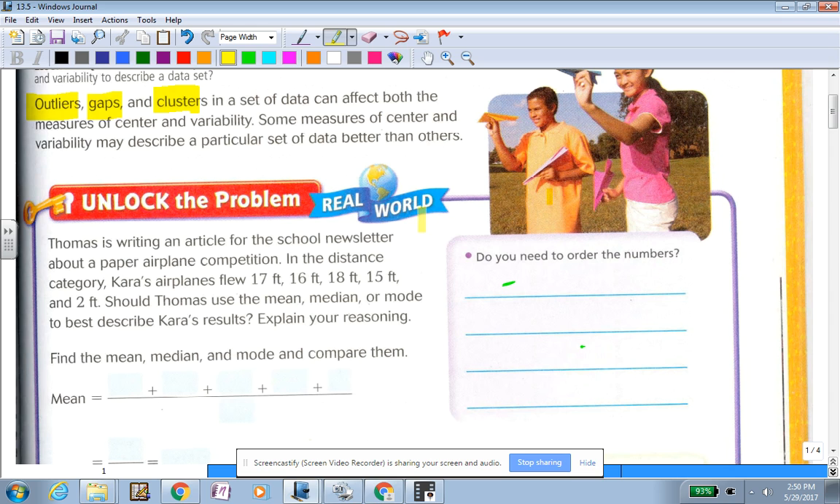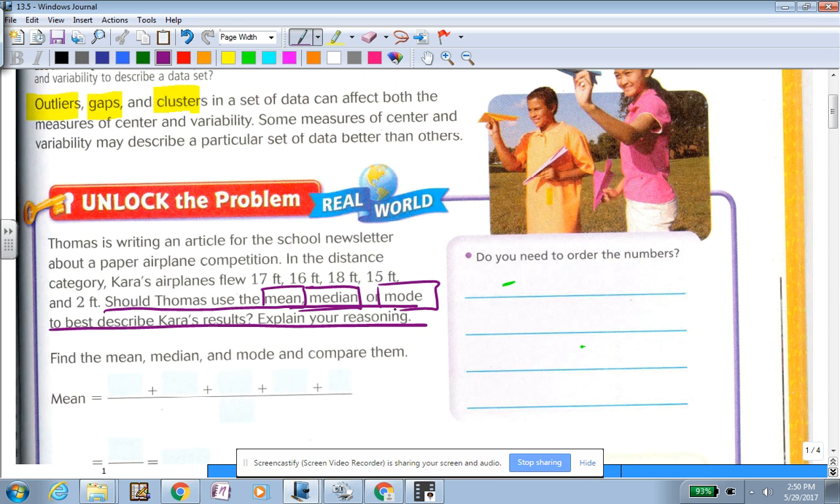Now, as the Unlock the Problem reads, Thomas is writing an article for the school newsletter about a paper airplane competition. In the distance category, Kara's airplane flew 17 feet, 16 feet, 18 feet, and 15 feet, as well as 2 feet. Should Thomas use the mean, median, or mode to best describe Kara's results? Explain your thinking. Let's first underline what this question is asking us to do. We're asked to determine whether Thomas should use the mean, median, or mode to best describe Kara's results. I'm going to box around mean, median, mode.